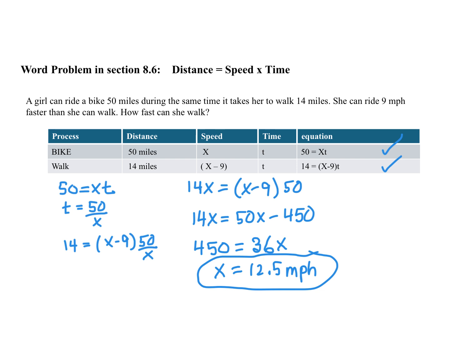But now we want to find out how fast she walks. So we take 12.5 and we subtract 9 out of there, and we get 3.5 miles per hour. So that is her walking speed.